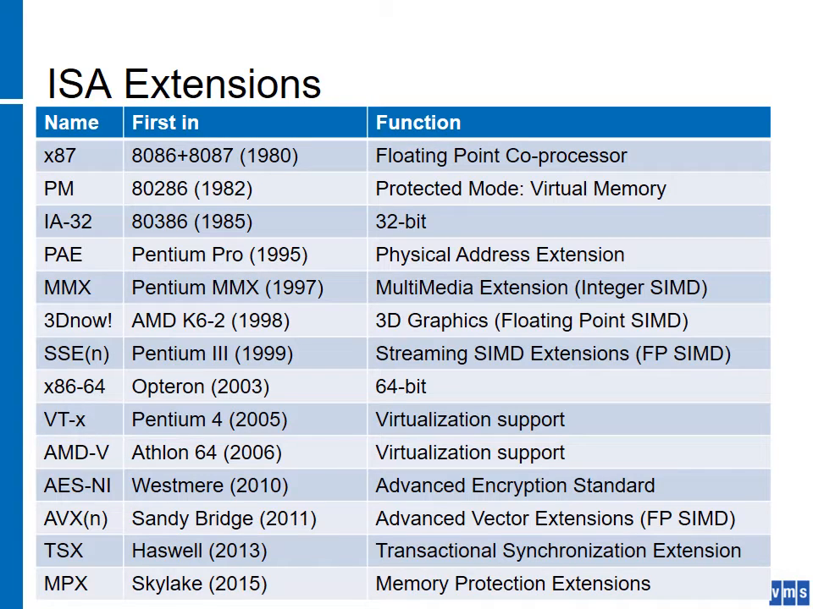In 2010 in Westmere, Intel added the support for the Advanced Encryption Standard. This added some instructions to take care of common cryptography operations to make those go faster. And in 2011 in Sandy Bridge, Intel added the Advanced Vector Extensions, which made the XMM registers larger and added extra extensions to the SSE instruction set, basically.